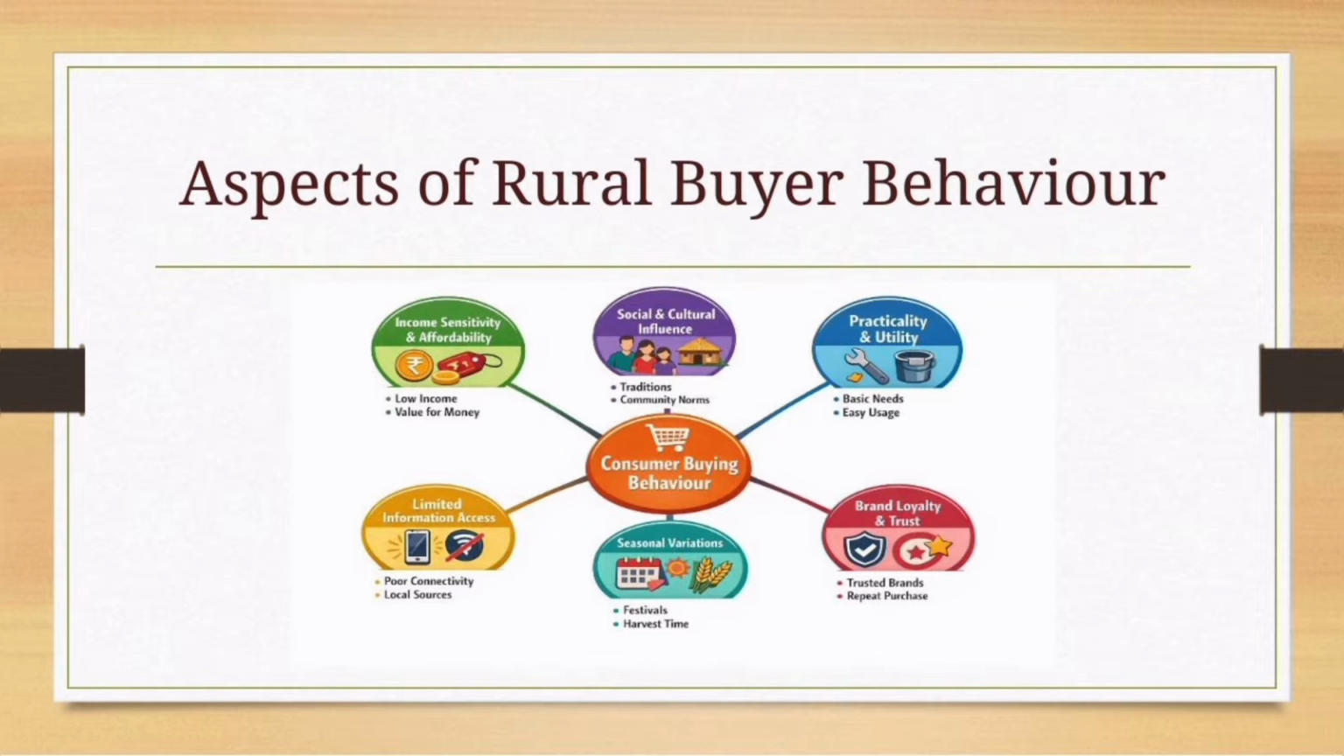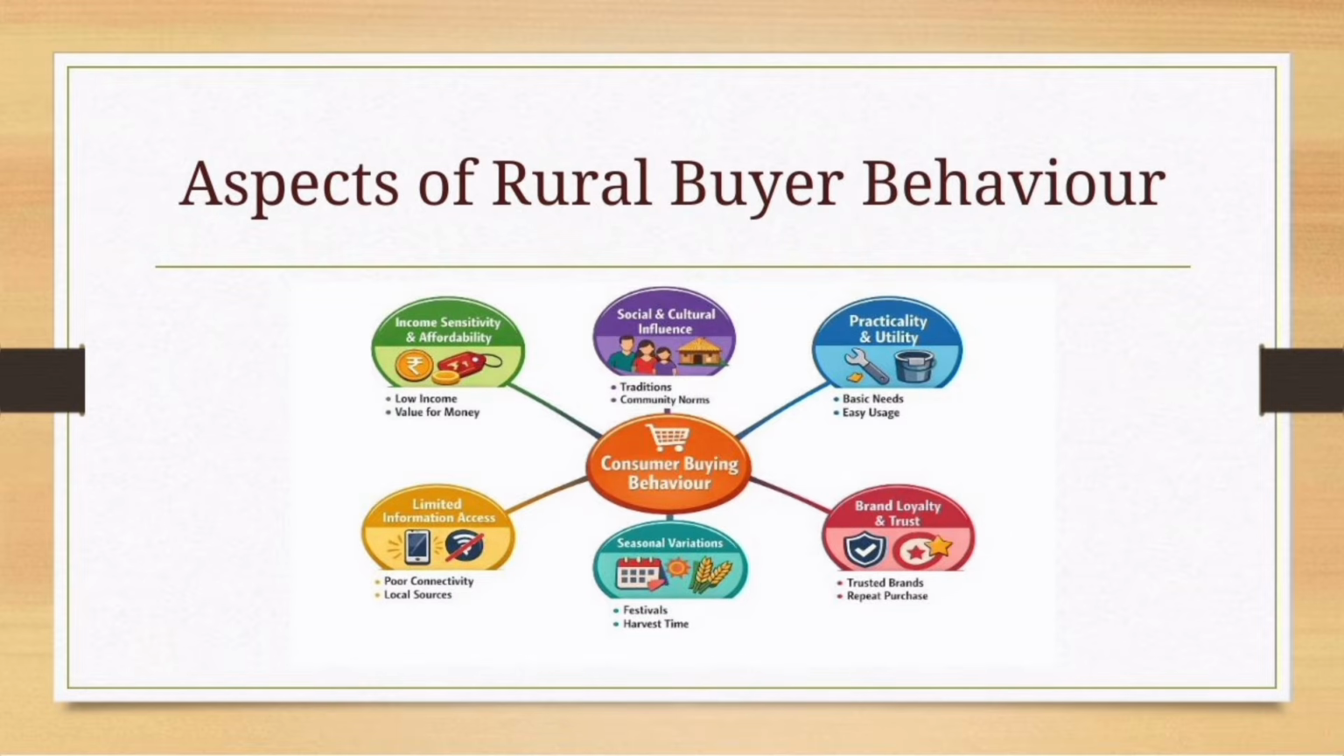Rural people generally have limited information about new products. They are highly price sensitive and often don't trust new products due to lack of awareness, low exposure to advertising and fear of financial risk. Now, before starting the topic of rural consumer decision making process, let us first look at the aspects of rural consumer behavior. There are six major aspects of rural consumer behavior.